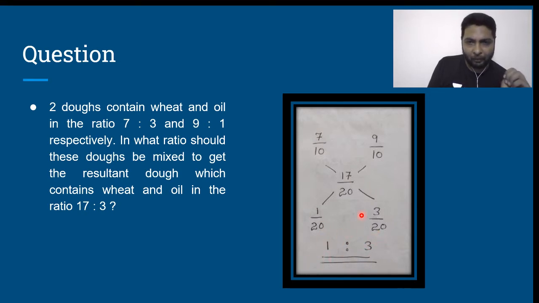If you are more comfortable with percentages, you can go ahead and directly deal with percentages as well. This will be 70%, this will be 90%, and this will be 85%. 90 minus 85 will be 5. 85 minus 70 will be 15. 5 is to 15 is same as 1 is to 3. Therefore, the answer is 1 is to 3.